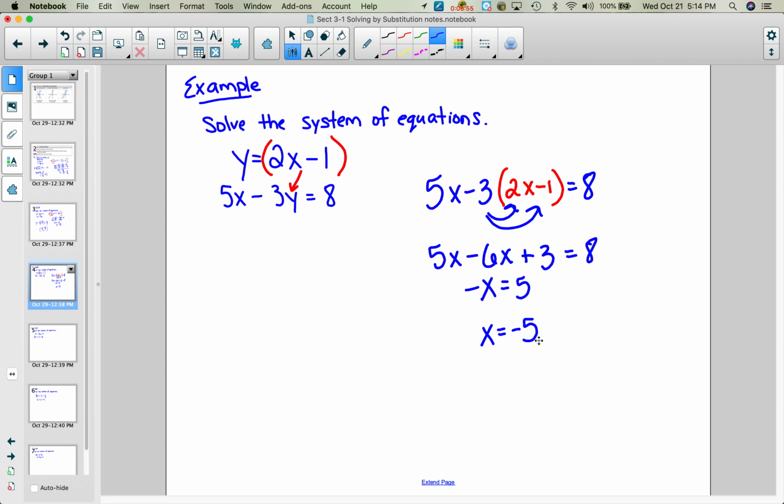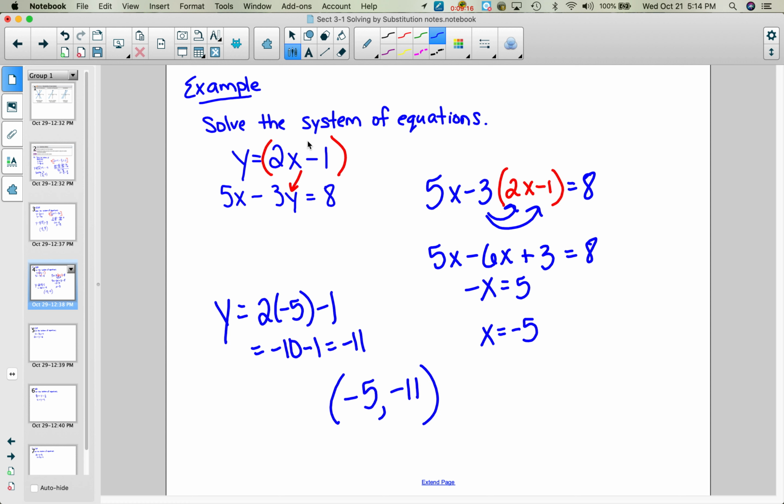Remember, you're not done yet. You have to find out what y is. Now in this case, it's easier to plug it into the first equation because that one's already solved for y. So I'm going to drop a negative 5 where the x is, and I get negative 11. So the solution is negative 5, negative 11. So I could graph both of these. Now, on your calculator, you would have to solve this for y in order to use your calculator to graph it. You can do it, and you could verify that the two lines would intersect at negative 5, negative 11.